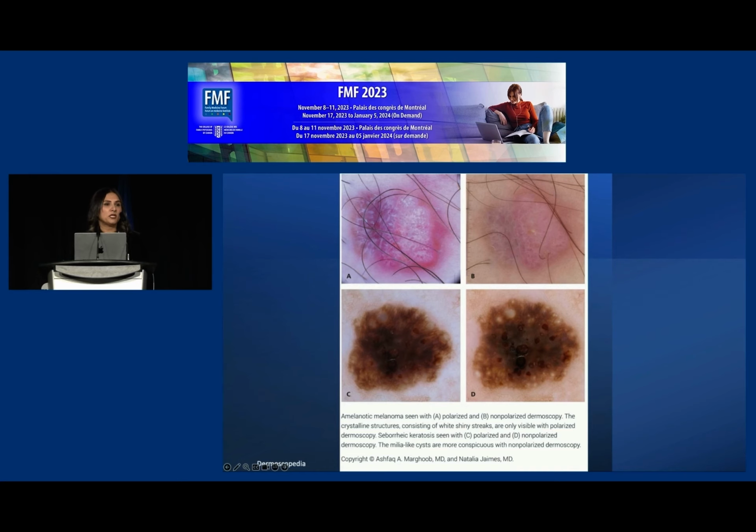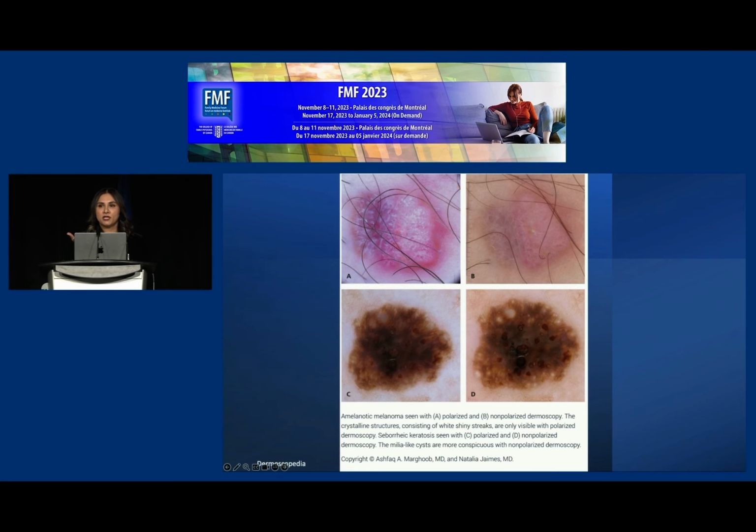So the top two pictures are an amelanocytic melanoma, and on the bottom we have a seborrheic keratosis. The left side is polarized, the right side is non-polarized. On the top, the white lines that are visible are very pathognomonic for melanomas and other skin cancers, and those are only visible if the light is polarized.